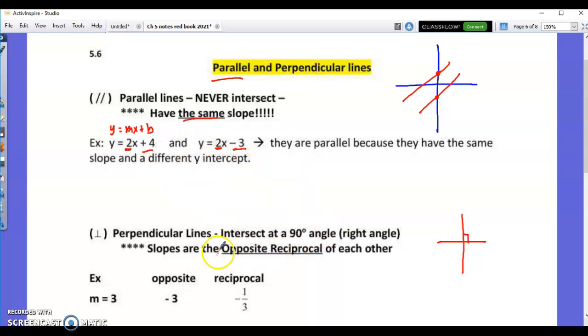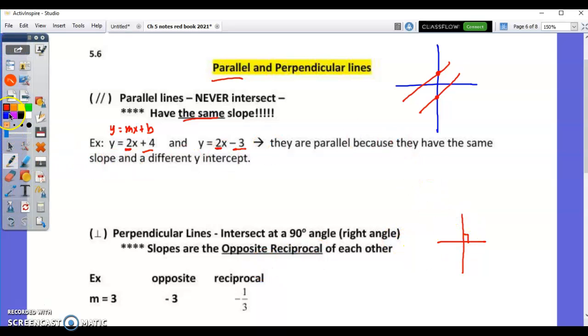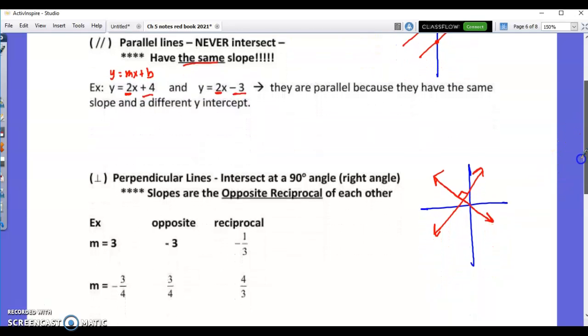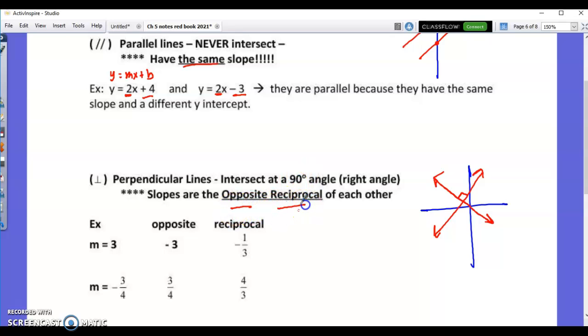So the slopes between a 90-degree angle of two lines, so let's say, let's erase this. If this is my coordinate plane here, and let's say I have line A going this way, and line B going this way, and these are indicated that they're intersecting at a 90-degree angle, we would say that these two lines are perpendicular. Now you can see this is a negative slope, this is a positive slope, but the relationship between the slopes of these particular lines are the opposite reciprocal.